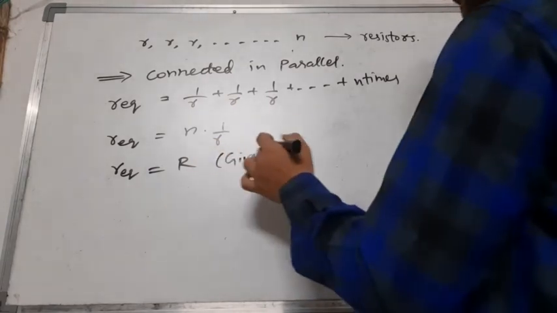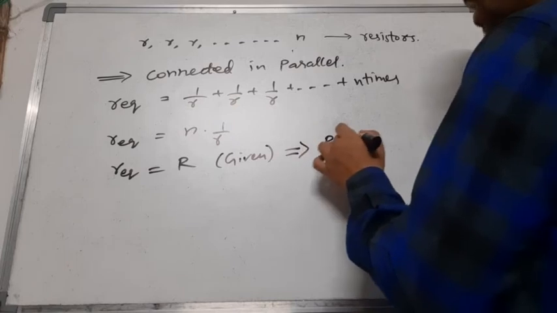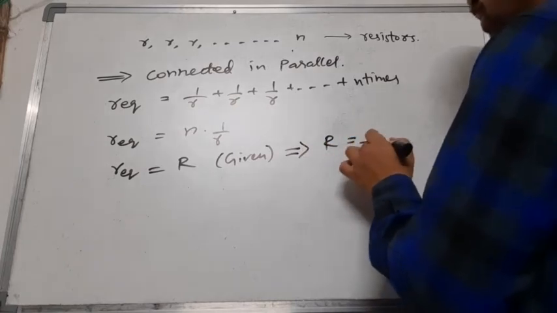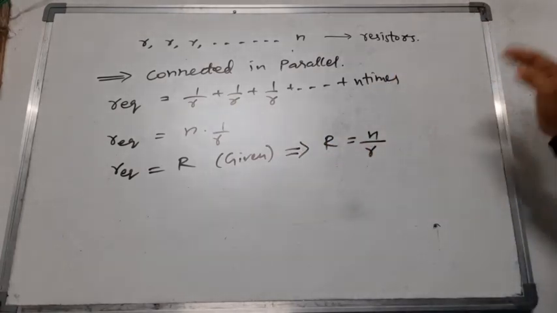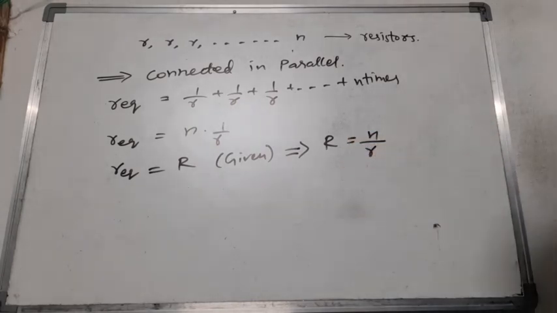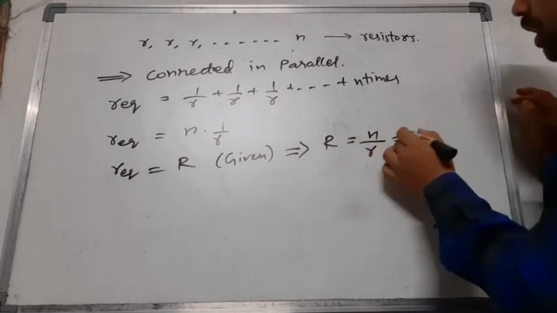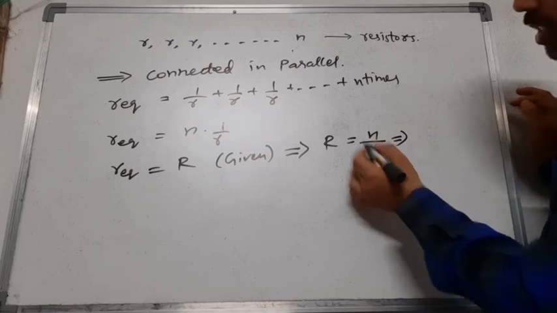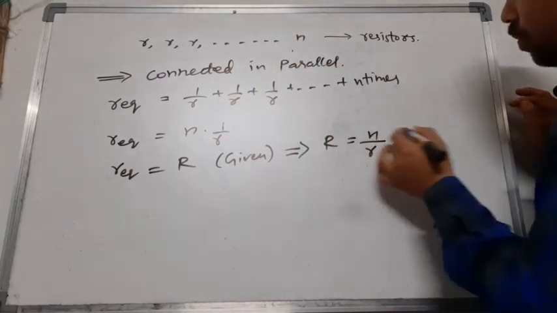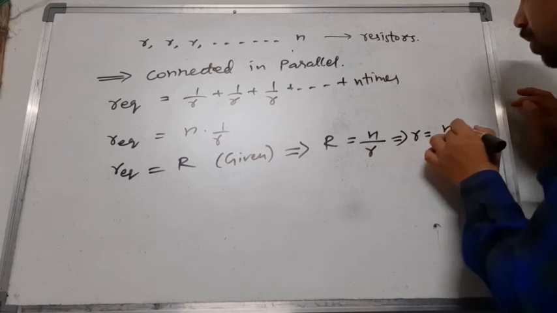So from this what happened? Capital R is equal to N into 1 by r, that is n by r. Now I want the internal small resistance r value. What will be r value? r is equal to N by R.